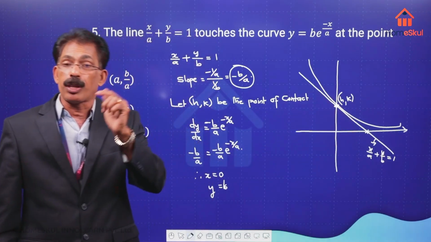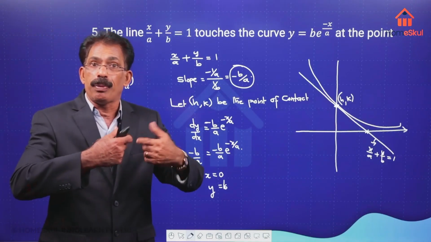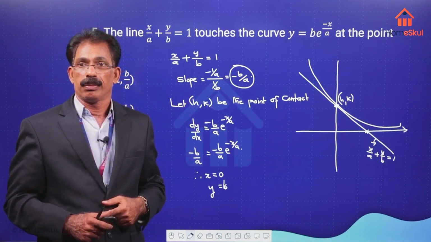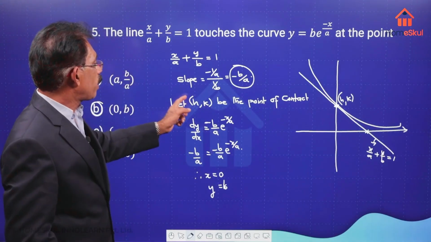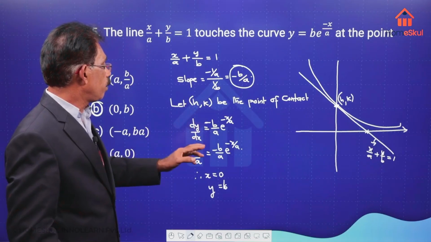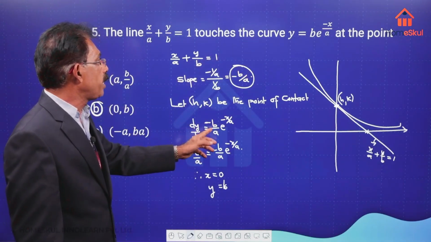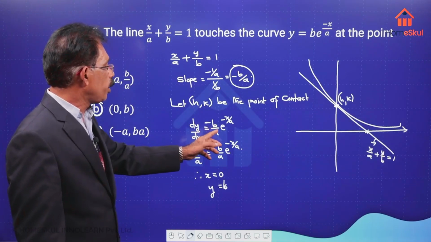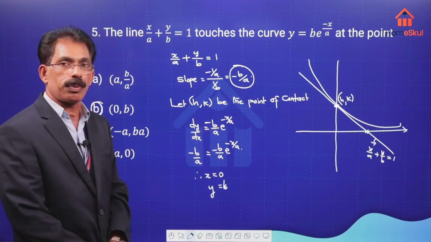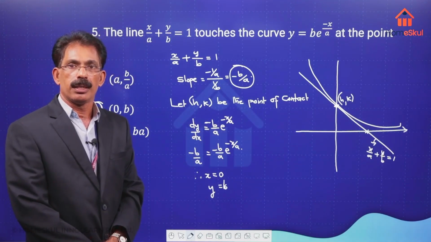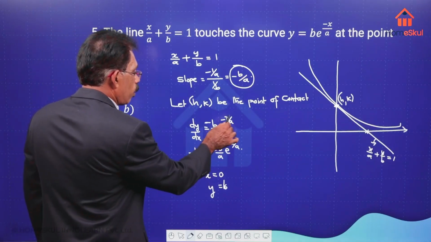There is another method to find the slope of the tangent by using calculus, and then compare these two methods. In the calculus method, how do you find the slope? You differentiate the curve. Differentiating the curve y is equal to b into e raised to minus x by a, that is b into e raised to minus x by a into minus 1 by a. That is minus b by a into e raised to minus x by a, isn't it? So minus b by a into e raised to minus x by a, this is also the slope.